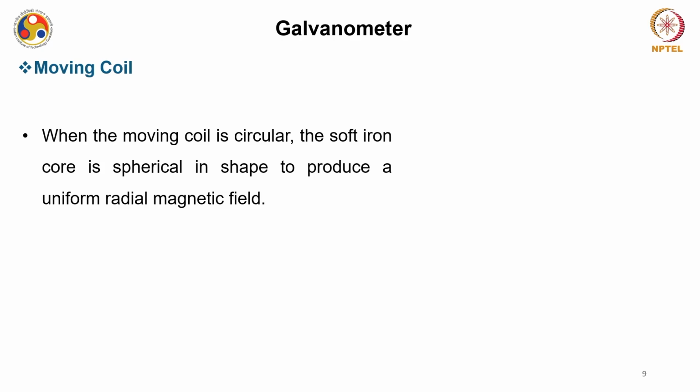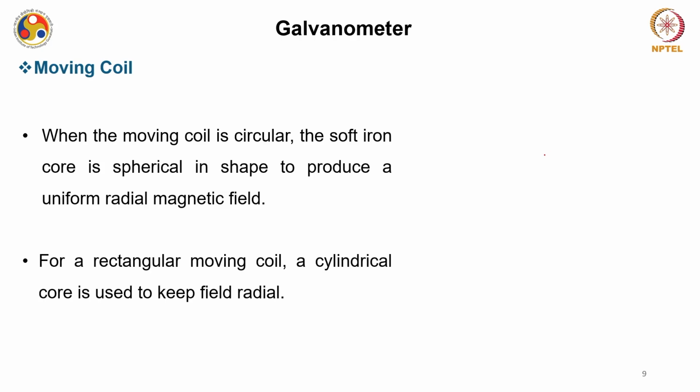So, when the moving coil is circular, the soft iron core is spherical in shape, which then, if it is spherical, will be able to produce a radial magnetic field. Now, when the moving coil is rectangular, as you have seen just now, the core is cylindrical in shape, so that again the field remains radial.